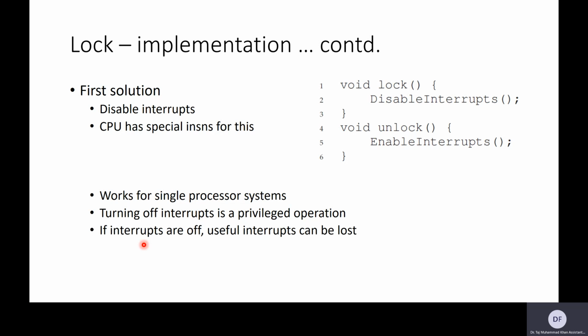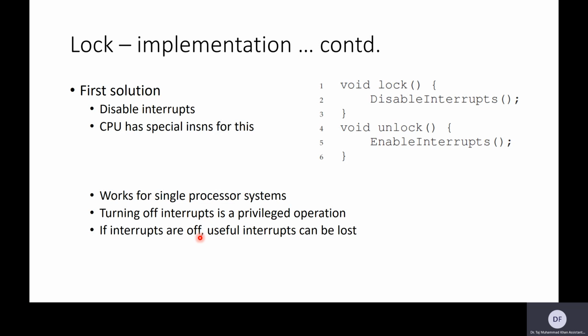The problem is interrupts are there for a reason. There are very important interrupts that inform the operating system about different events. So when we turn off the interrupts during our critical section, all the useful interrupts, if they arrive, will be lost. Okay? Since the interrupts are off, our processor will not be notified of these interrupts. Okay, so they can be lost. So this strategy has multiple problems. It is not correct on multiple processor systems, and also it can result in loss of interrupts. Okay, but it works on single processor systems. It has only limited utility.